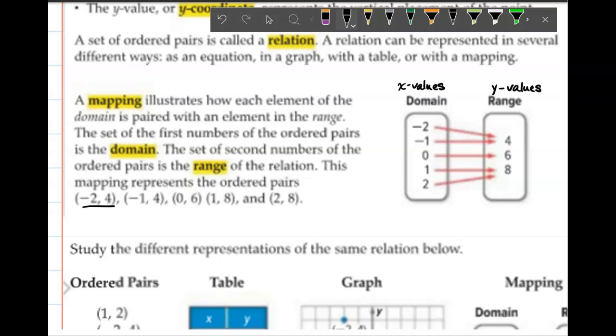So for instance, we have the ordered pair -2, 4. We have a -2 in the domain, and there's an arrow over to the 4. We have a -1, 4. So we start at -1 in the x domain and go over to 4 in the range. You don't need to repeat any of these values. You can just write them once and draw multiple arrows getting from one to the next.